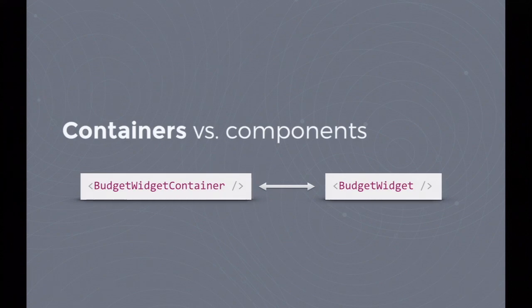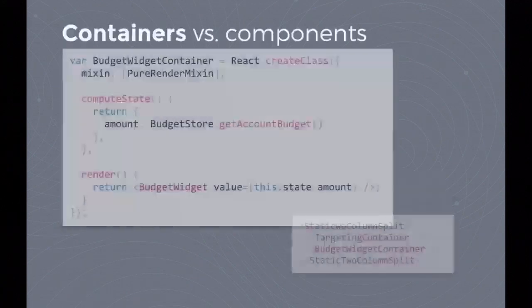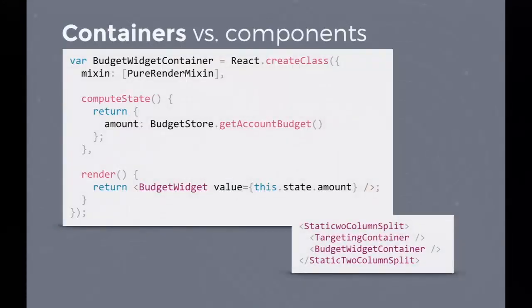So what is a container? A container actually does data fetching, and then it renders its corresponding subcomponent. That's it. Regular components actually render markup and styles and UI and all that stuff. They're totally data agnostic, right?